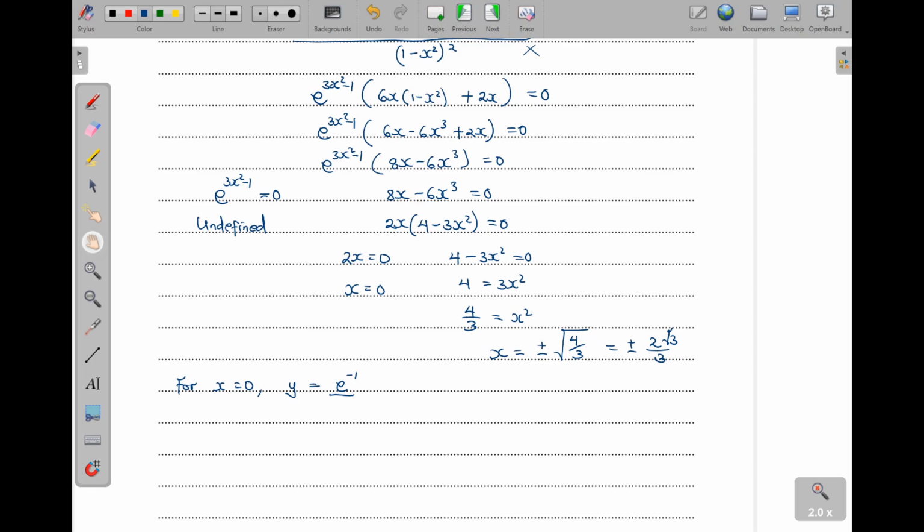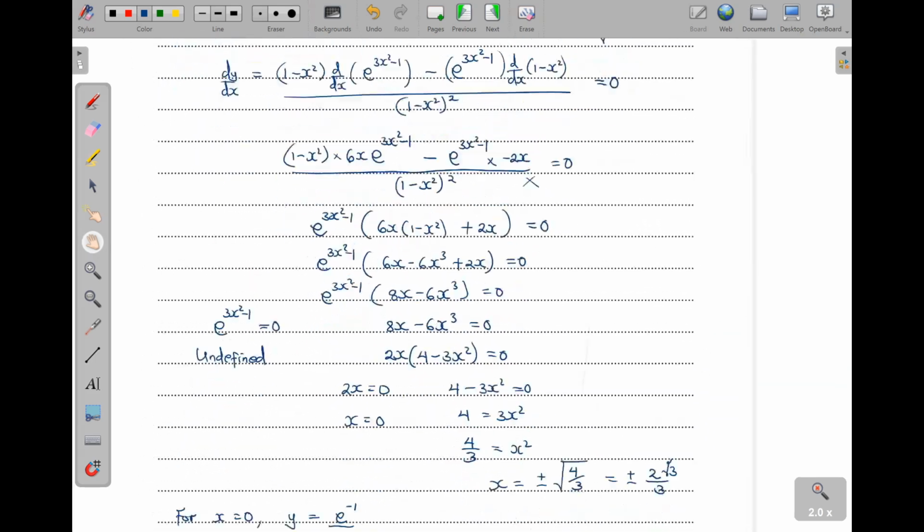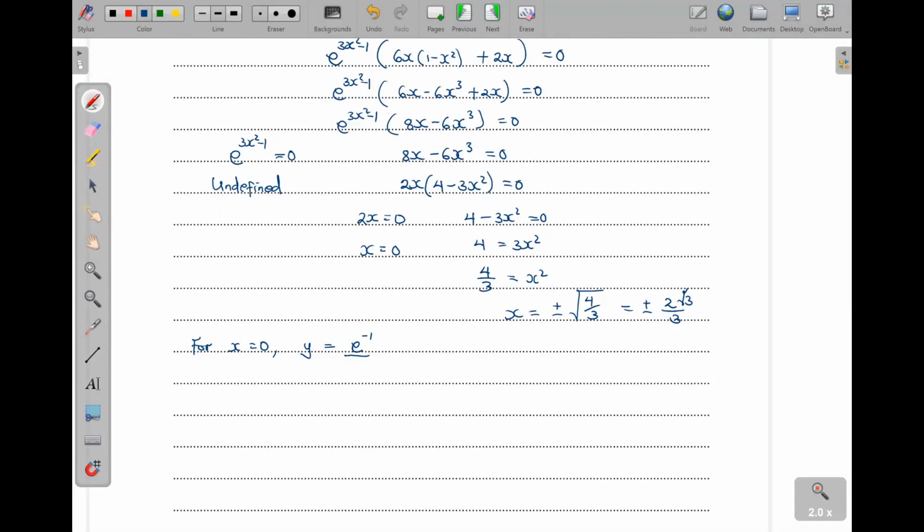Then we divide by 1 minus x squared, so down we have a 1 here. That means this one is going to be e power negative 1. So the coordinates of one stationary point will be 0, e power negative 1, exact coordinate. Then how about when x is equal to the positive 2 root 3 over 3?